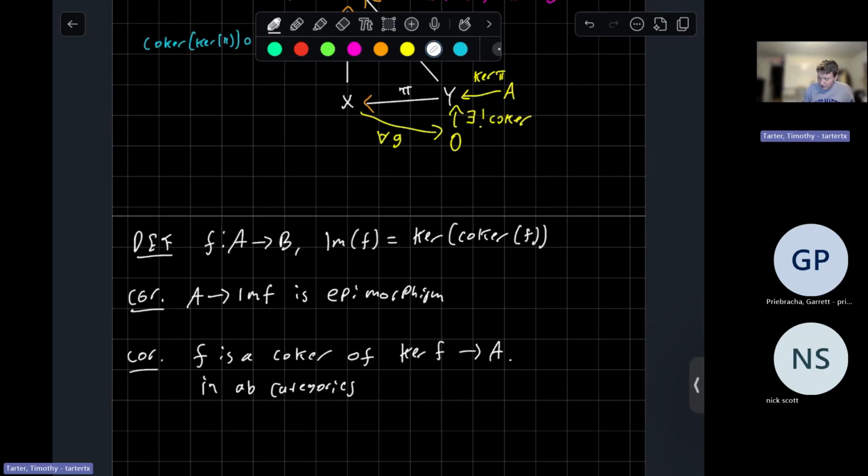Basically, if the image of a function is the kernel of the co-kernel, and it is injective, then the kernel of this thing should end up being trivial. Okay, and so moving this around to the co-kernel, thinking in terms of linear transformations, right?